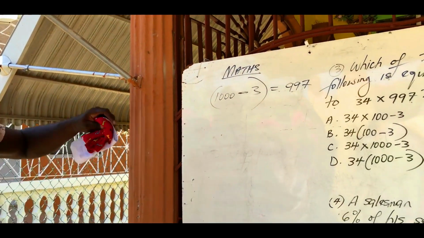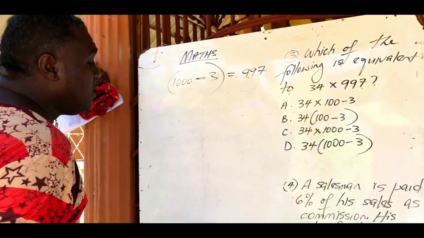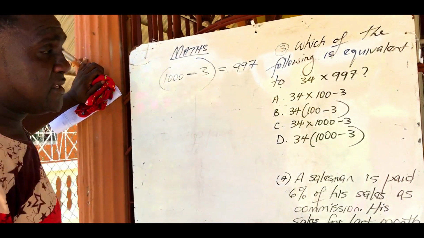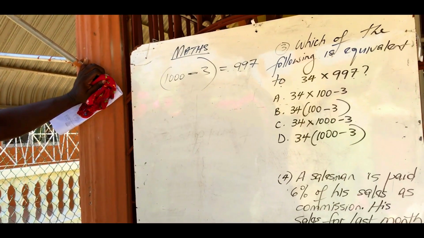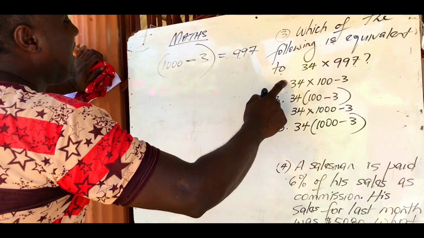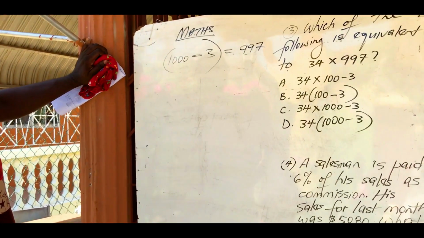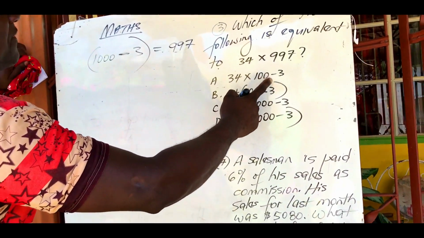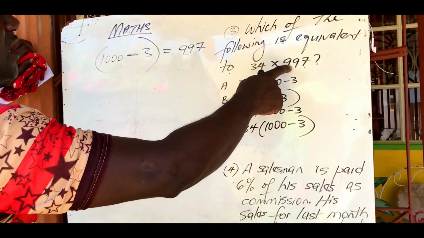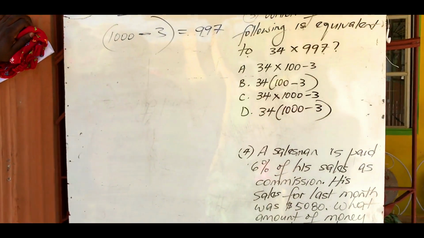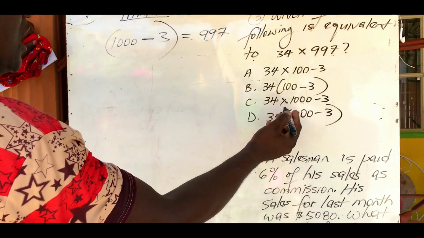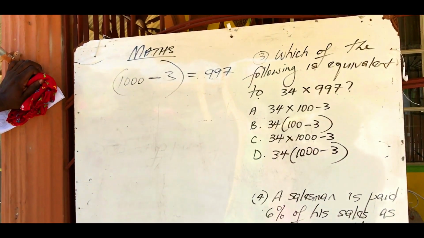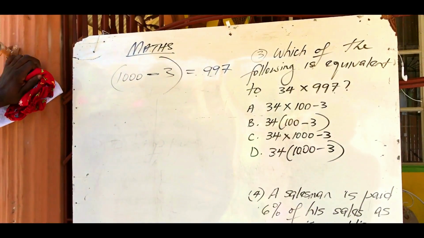However, when we look at A, for multiple choice questions, generally speaking, you get two answers that are very close. So A and B cannot be our answers, because here what we have is 100 minus 3. That gives us 97, but what we need to have is 997. So when you look at C and D, here we have 1000 minus 3, and here we have 1000 minus 3. But what is the difference?